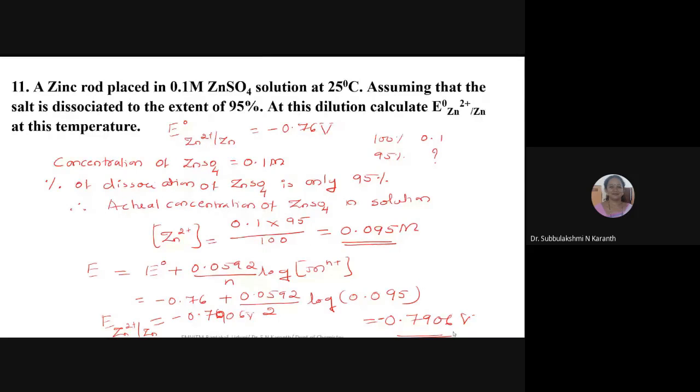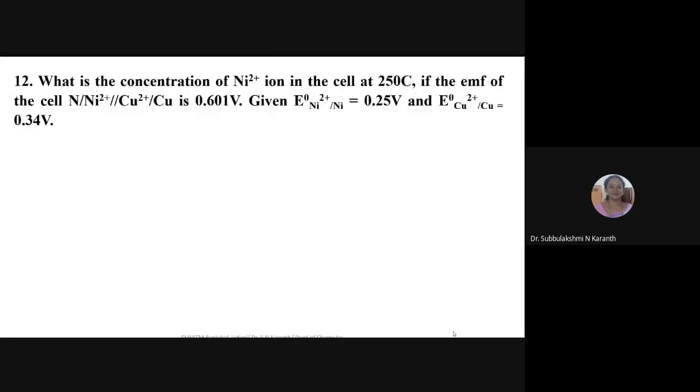This is how you study the calculation of electrode potential. Now I shall consider how to calculate electrolyte concentration if you know the electrode potential of the electrode and the cell potential. The problem deals with the calculation of electrolyte concentration. What is the concentration of nickel ion in the cell at 25 degrees Celsius?